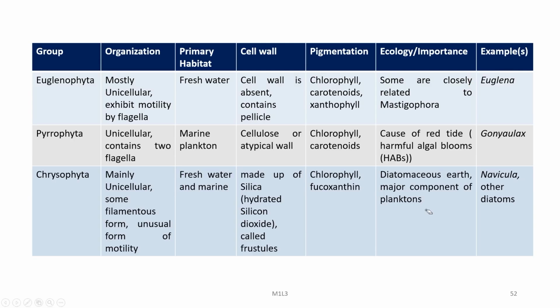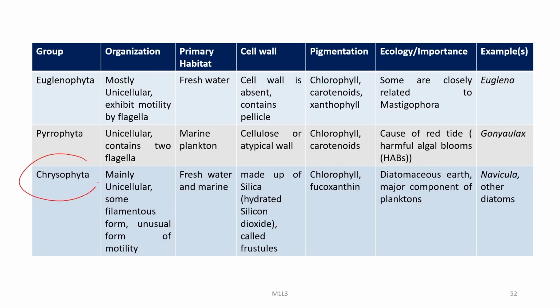Then we have Pyrophyta, which are also unicellular and contain 2 flagella. They live in marine environments, and they have a cellulose or apical wall, contain chlorophyll and carotenoids as pigments, and the cause of red tide or harmful algal blooms is ascribed to Pyrophyta.